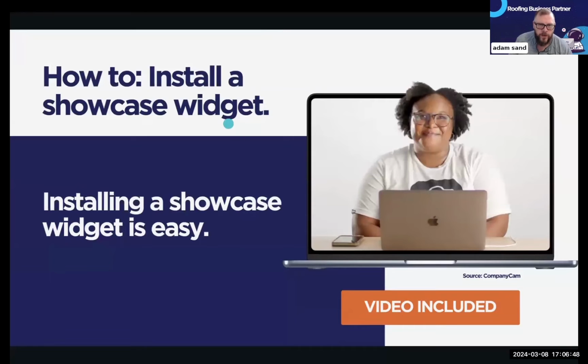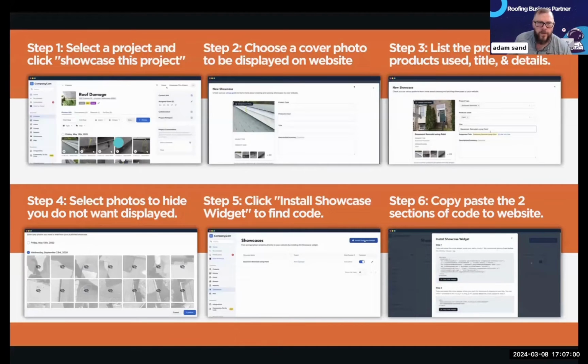And there's easy instructions on how to do this. The first thing you have to do is install a Showcase widget, and it's very easy. There's a video in the guide. You can also just go to YouTube and Google, literally type CompanyCam Showcase widget, and it's right there. From there, it's pretty simple. You just go through these steps. You select a project and click Showcase this project, and then you choose a cover photo to be displayed on your website.